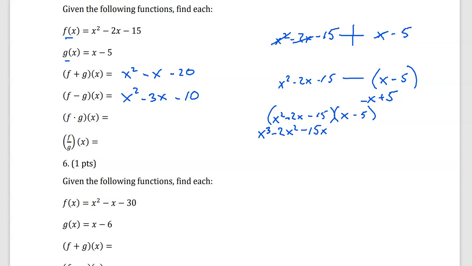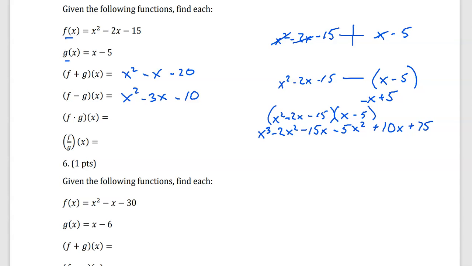Now subtract 5 times all of this. So it's a minus 5x squared. And a minus 5 times minus 2x gives you a plus 10x. Minus 5 times minus 15 gives you a plus 75. 5 times 10 plus 5 times 5, 25, 50 plus 25. So that becomes a plus 75.